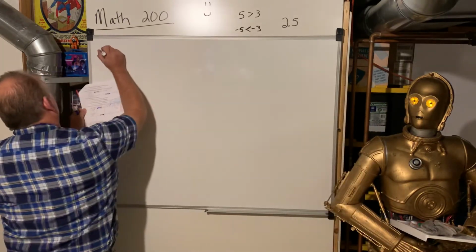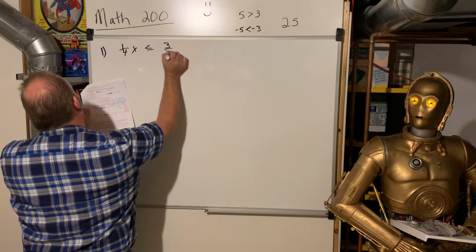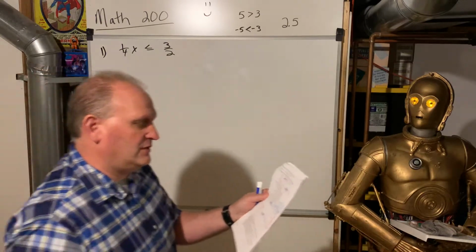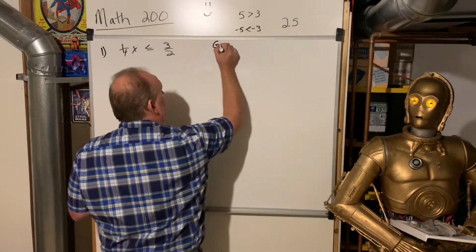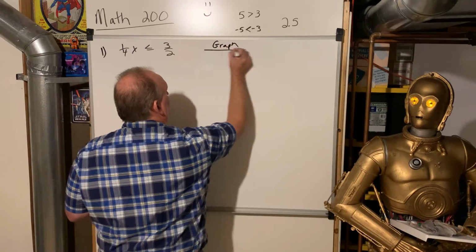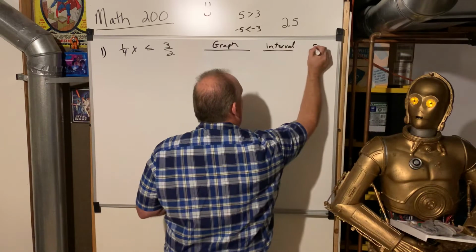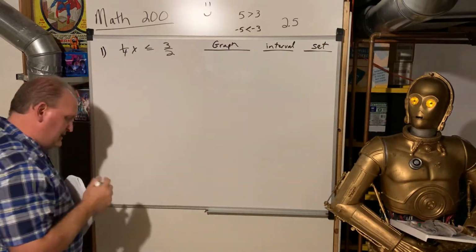Let's do some problems. 1/4 x less than or equal to 3/2. They want me to solve it, graph it, do the interval notation, and do the set notation. So, the graph, interval, and I want the set. Okay, so this is pretty easy to solve.